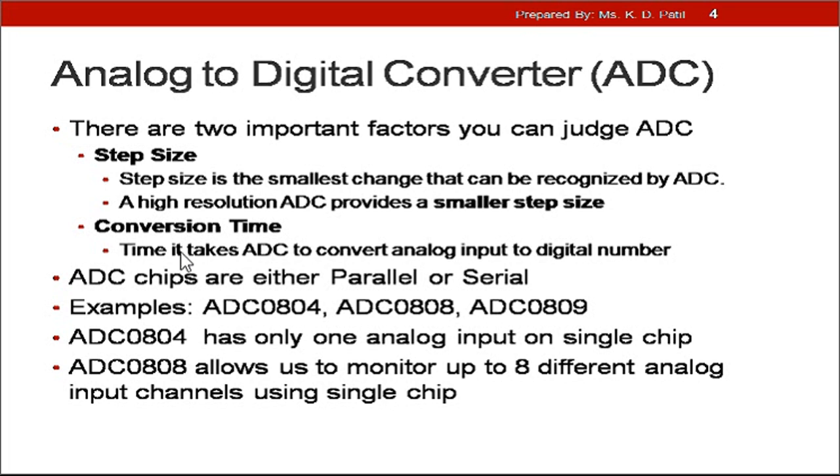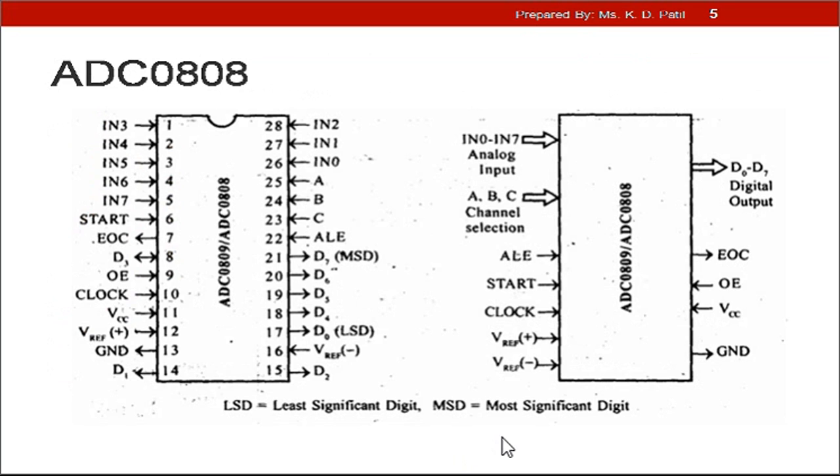Then conversion time. It is the time it takes the ADC to convert analog inputs to digital numbers. ADC chips, depending upon how they produce the output in the form of digital numbers, are categorized as parallel or serial ADC chips. Some examples are ADC 0804, ADC 0808, ADC 0809. ADC 0804 has only one analog input on a single chip, whereas ADC 0808 allows us to monitor up to 8 different analog input channels using a single chip. In our interfacing, we are going to use ADC 0808.